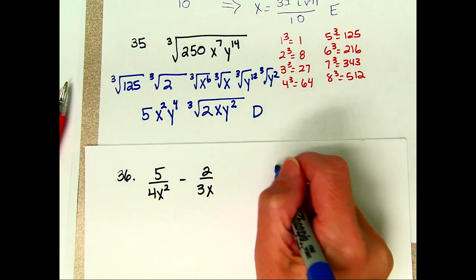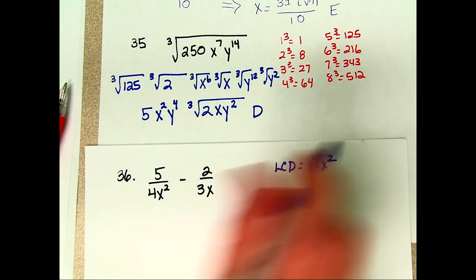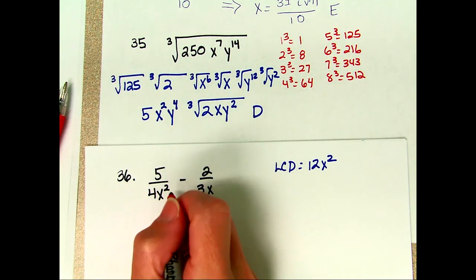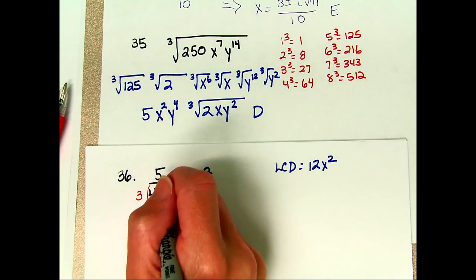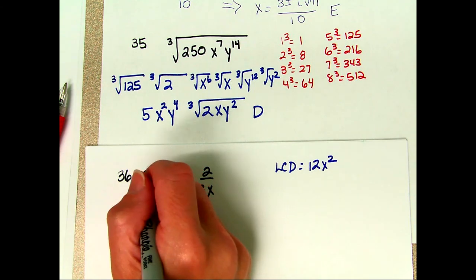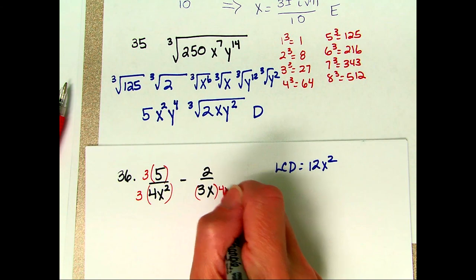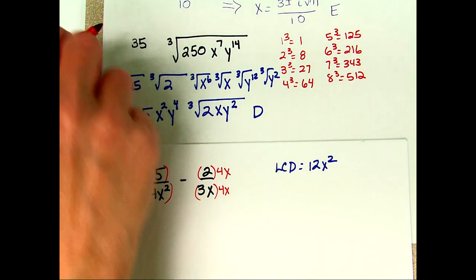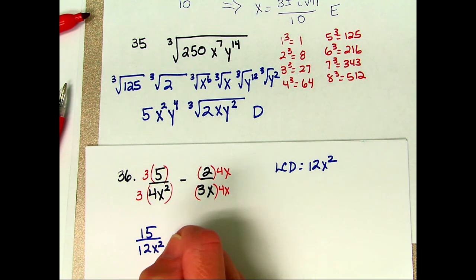In order to have our denominators the same, if I multiply the left by 3, I'll have a 12x squared. If I multiply by 3 in the denominator, I must multiply by 3 in the numerator. On the right, if I multiply by 4x in the denominator, I'd have to also multiply by 4x in my numerator. 3 times 5 is 15, all over 12x squared. 2 times 4x is 8x, all over 12x squared. Denominators are the same.